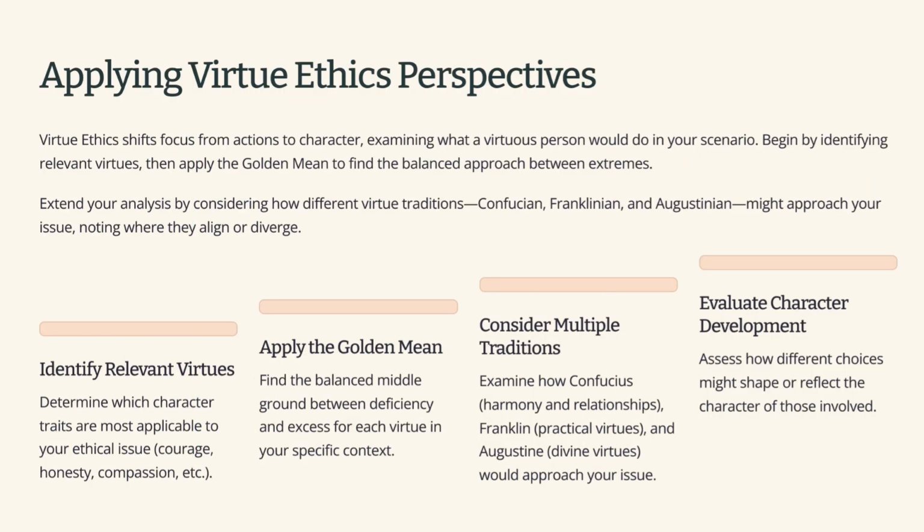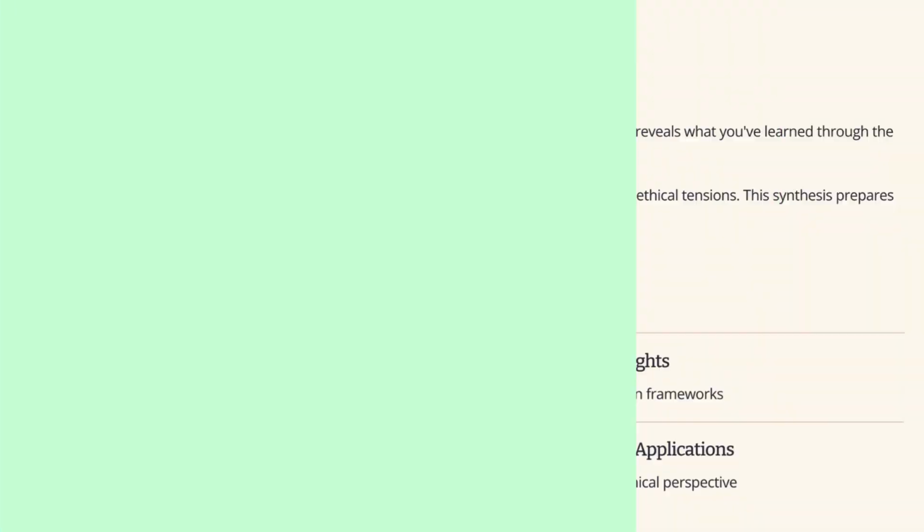Virtue ethics. This one is multifaceted. Start by identifying the relevant virtues, then use the golden mean. What's the balanced, moderate action between extremes? And go a step further. Look at the issue through the eyes of Confucius, Franklin, and Augustine. See if their ideas about virtue give you any insight into your issue.